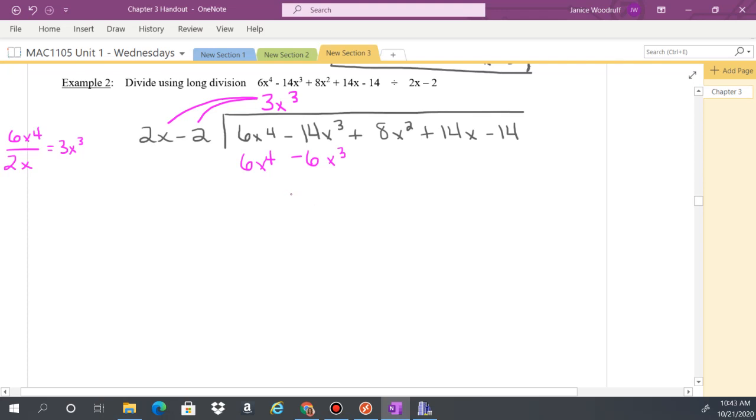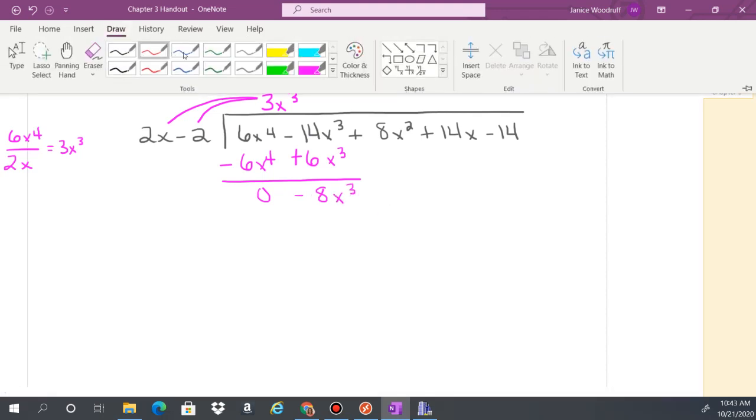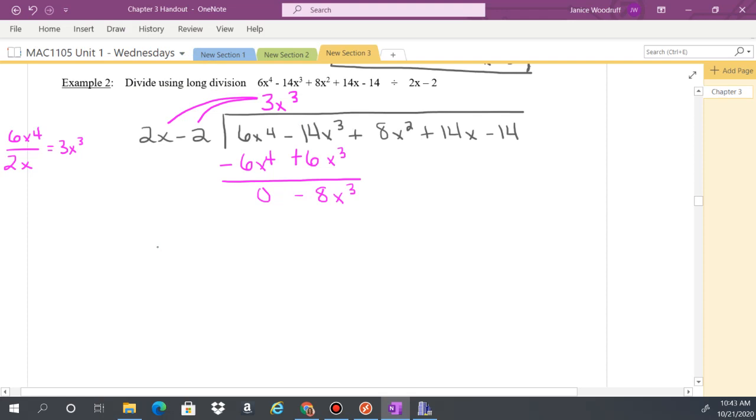Okay, then change all my signs. So this becomes minus, this becomes plus. That's one thing. Just make sure you always do that step because that's one that sometimes people forget. So always change those signs. Then these cancel out. You get 0. And negative 14 plus 6 is going to give me a negative 8x cubed. You can put it over all the way to the left or over to the right. That's up to you. Okay, bring down the plus 8x squared.